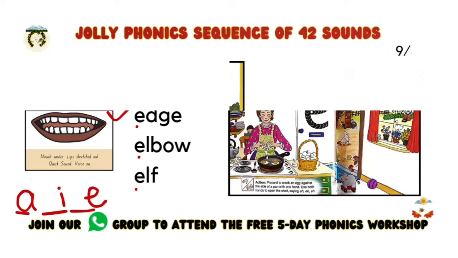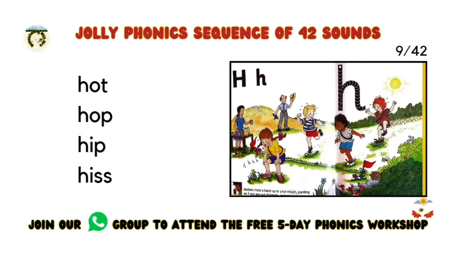Next sound is the sound of letter H. If you say aitch, it's British. If you say haitch, it's American. So this letter says h, h, as in hot, hop, hip, his. Try saying them.